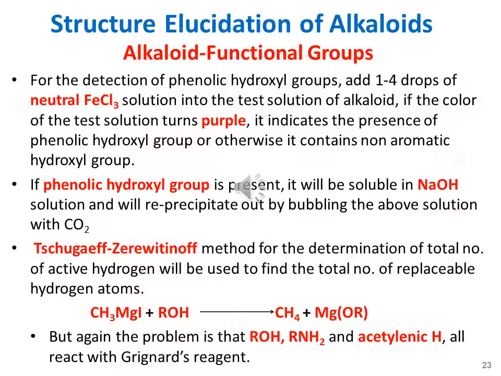From the liberated methane gas, the analysis of this gas will inform you how many replaceable hydrogens were present in your alkaloid. But again, here the problem is that hydroxyl groups, amines and acetylenic hydrogens all react with the Grignard reagent, and here again we are confusing the hydroxyl groups with the amines and acetylenic hydrogens. Now we will use the specific test for the alcohols to determine how many hydroxyl groups are present.